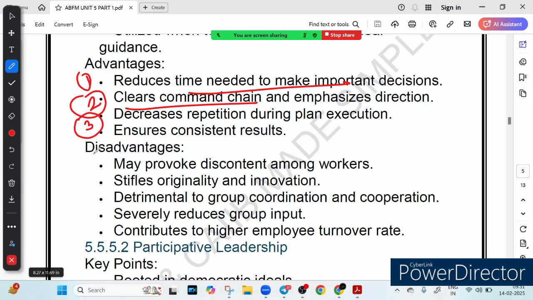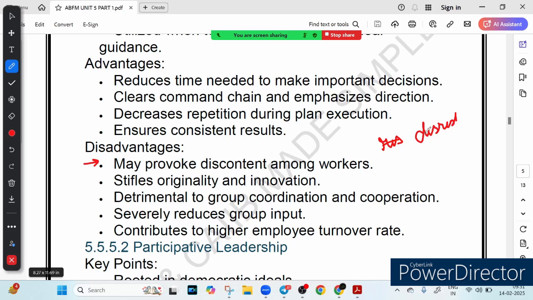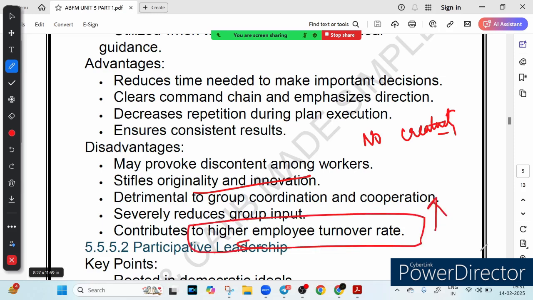But there are some disadvantages also. What are the cons, the downsides? Let's talk about it now. The first downside is that employees feel disrespected. This is the key point. No one likes being ordered around all the time. The second thing is no creativity, no innovation, because innovation gets lost when no one shares ideas. And the third thing is high employee turnover. The turnover rate increases, which means that if workers feel unimportant, they leave the organization.